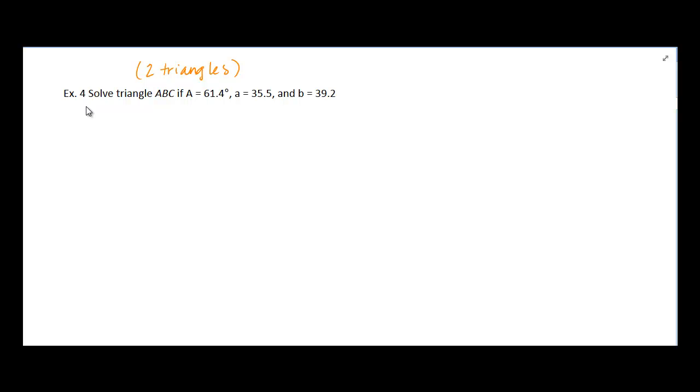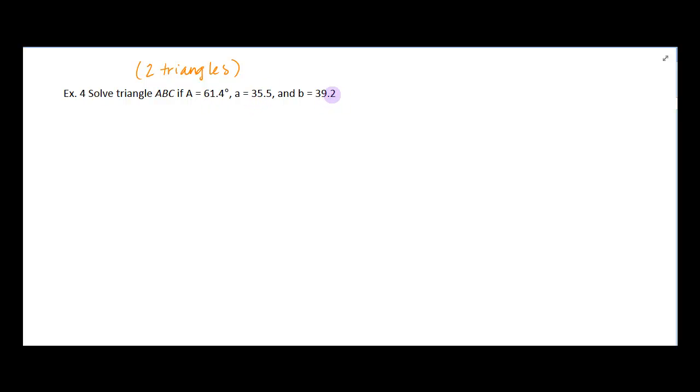Now remember, when we're talking about the ambiguous case for the law of sines, we have several different outcomes that could happen. So in this particular example, we're going to look at what could happen if I'm solving and I end up with two triangles. So here we are given that we know we have a triangle. We have angle A given at 61.4. I know side A and side B.